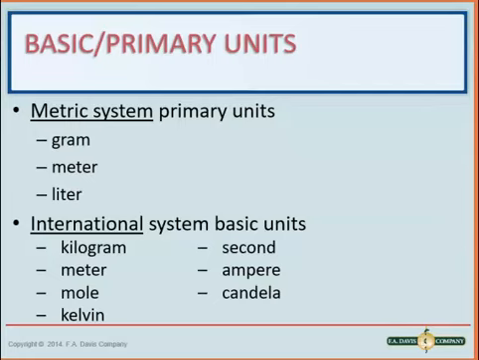And in the metric system, the primary units are the gram, the meter, and the liter. The basic units of measurement associated with the international system are the kilogram, which is associated with weight, the meter that's associated with distance, the mole that's associated with the amount of a substance, and a lot of times you'll use moles in your chemistry classes, Kelvin that's associated with temperature, second that's associated with time, ampere that's associated with electrical current, and candela that's associated with luminosity.